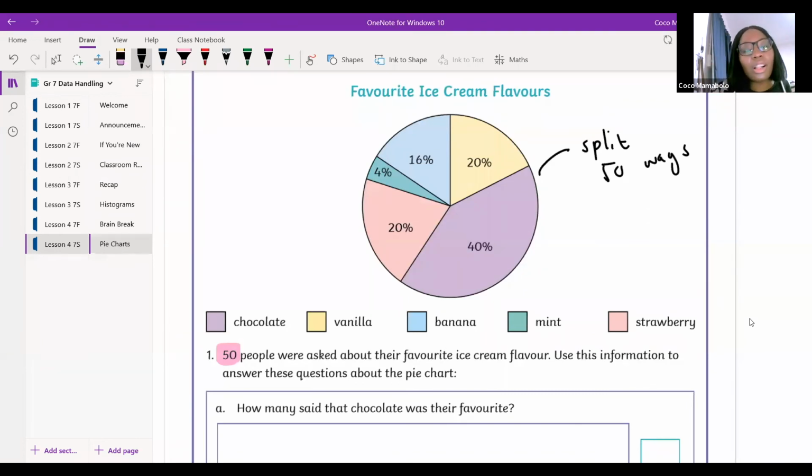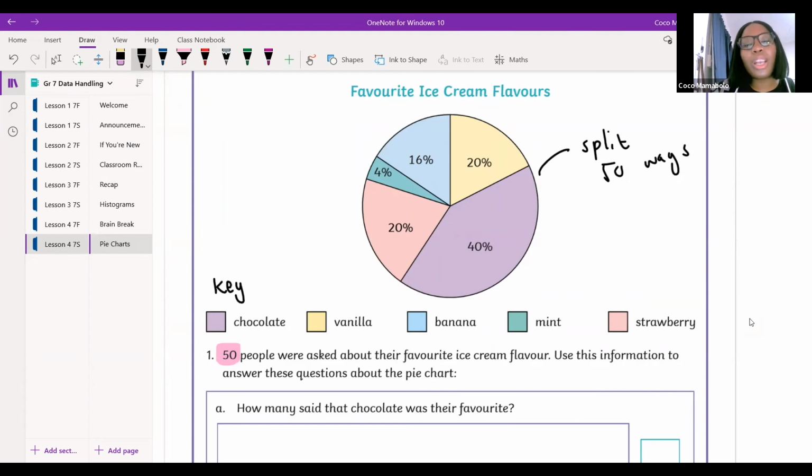Now, they only tell us that 40% of them like, what flavor is 40% for, guys? Tell me in the chat. Excellent, Ganyi. That's exactly what I want to hear. What flavor is for 40%? That's it. It's for chocolate. I'm glad that you guys are looking at the key. This thing where the color equals something, that's called a key.